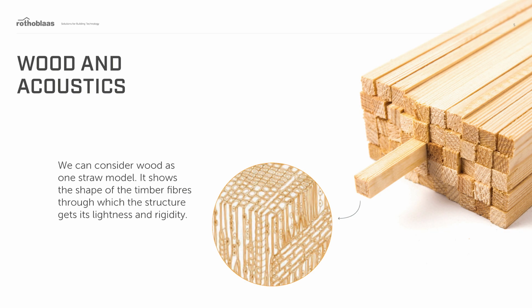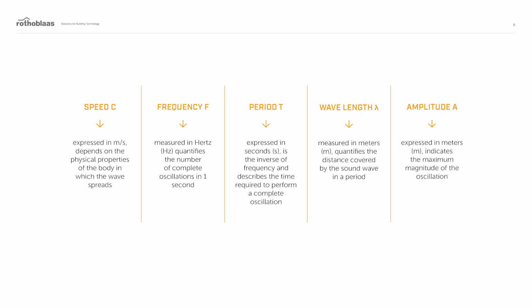We can consider wood as a straw model. It shows the shape of the timber fibers through which the structure gets its lightness and rigidity. Just to give you an example, sound can move up to 3 times faster in the longitudinal direction of the fiber than the transversal one. Here are some definitions to understand the basic acoustic concepts better. When you describe the sound wave, you need the following physical measurements.